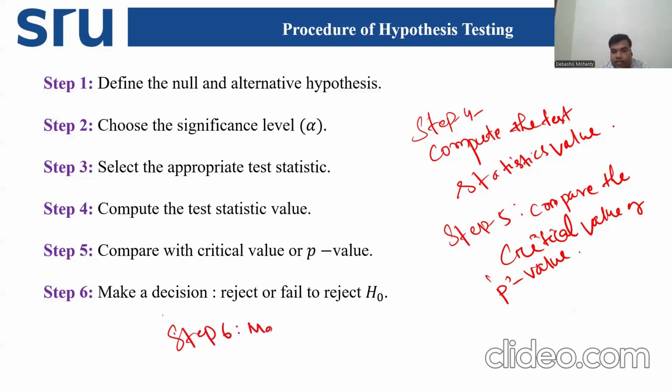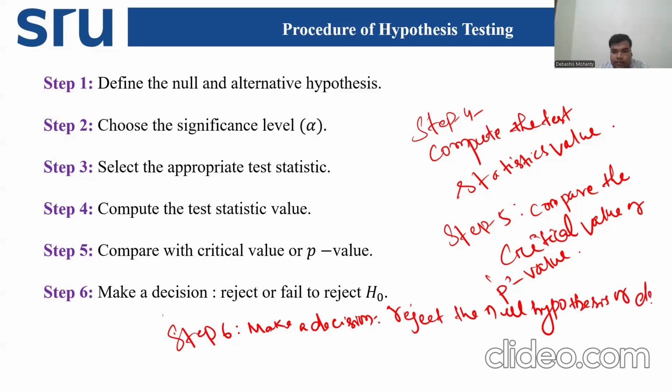Based on that, step 6, the last step, is to make a decision. Which decision? We have to decide that we will reject the null hypothesis, or else we fail to reject the null hypothesis. So students, this is very important.